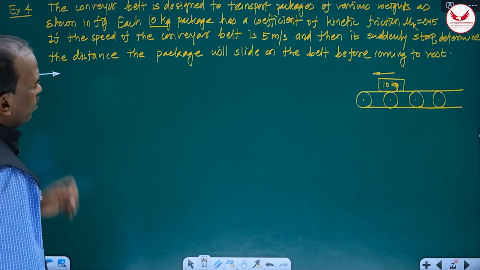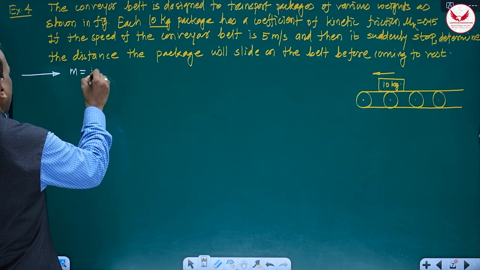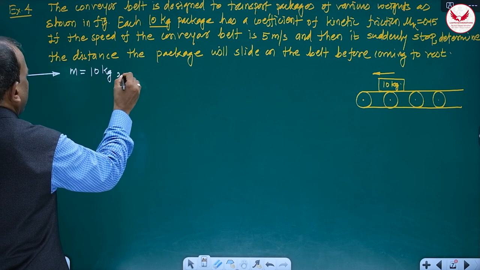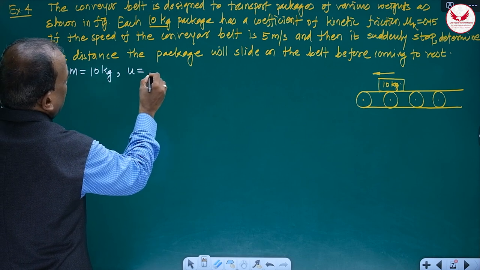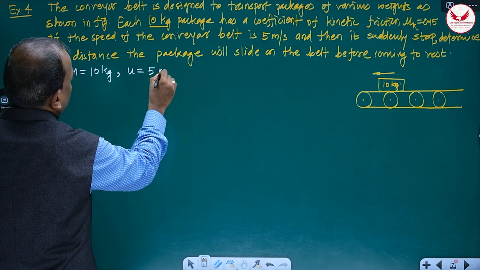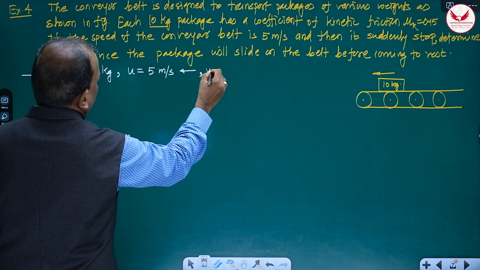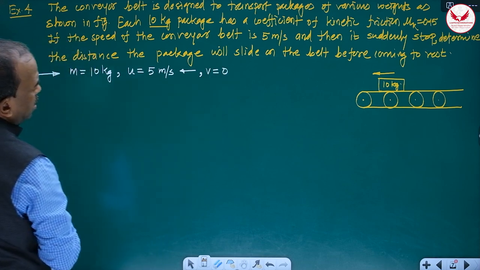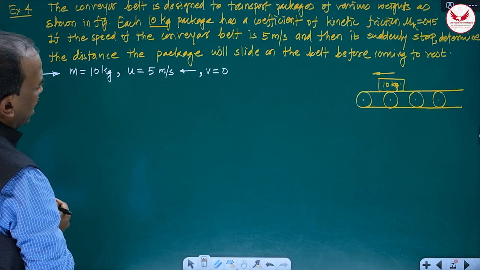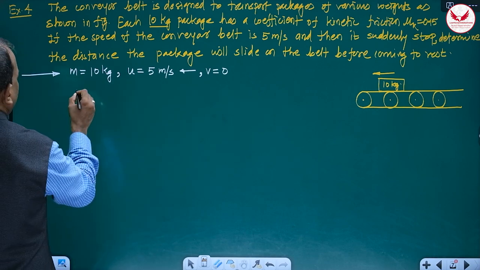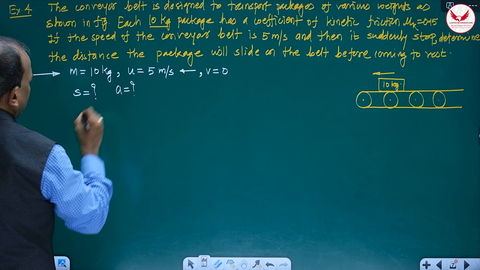Actually, in this example, what is given? The mass of the package is 10 kg. Its initial speed will be the speed of the conveyor, which means u is 5 meters per second towards left. V is 0, it is going to stop. And we need to determine the distance the package will slide on the belt before coming to rest, which means S or X we have to get. And for doing this, we'll have to calculate A also.